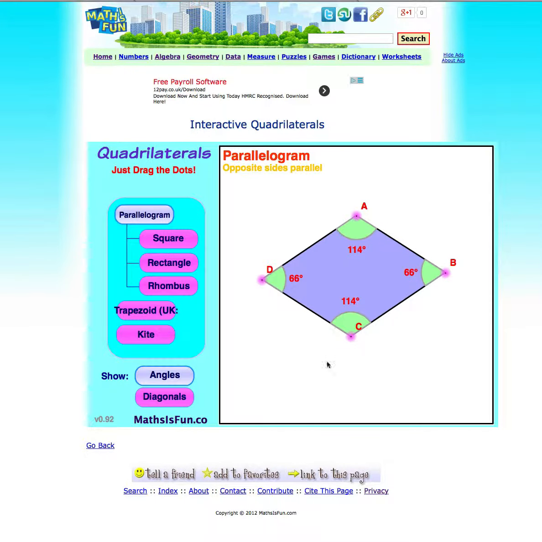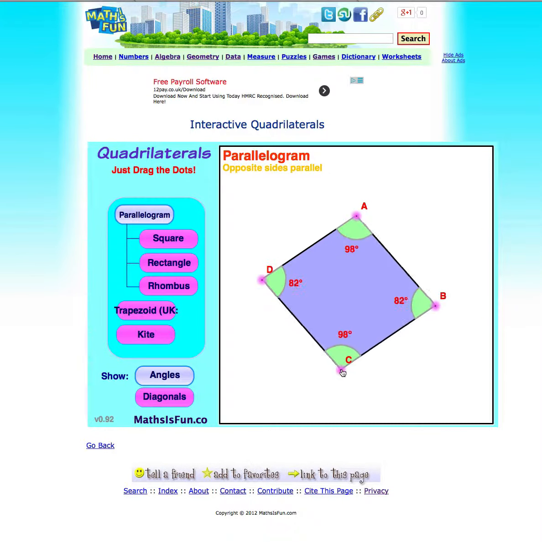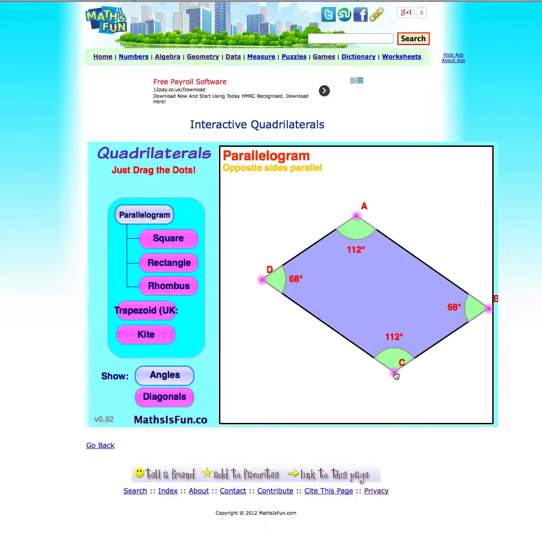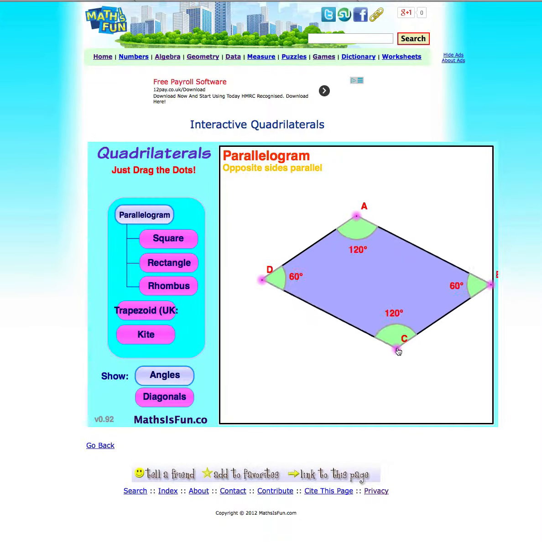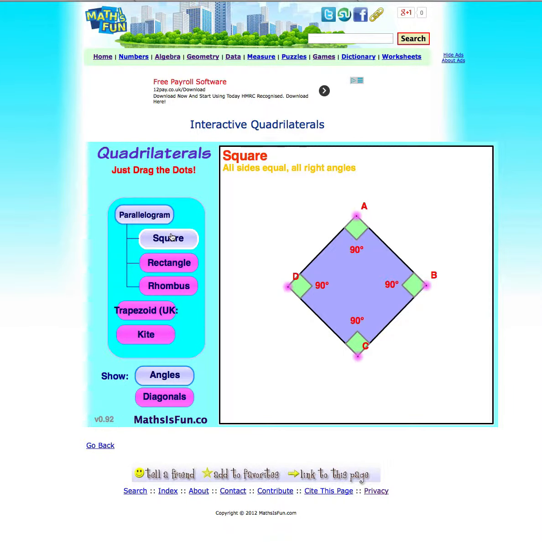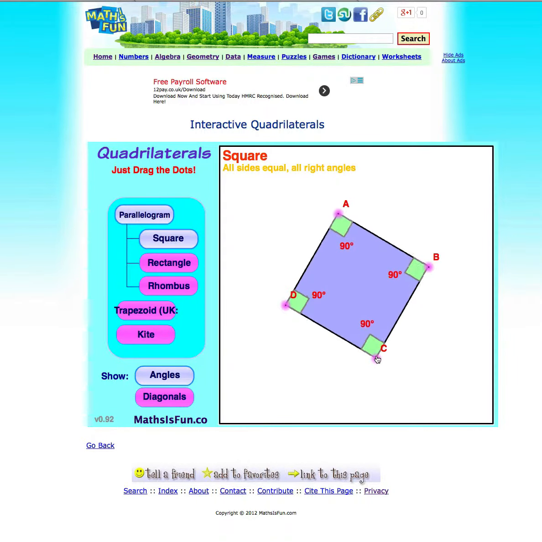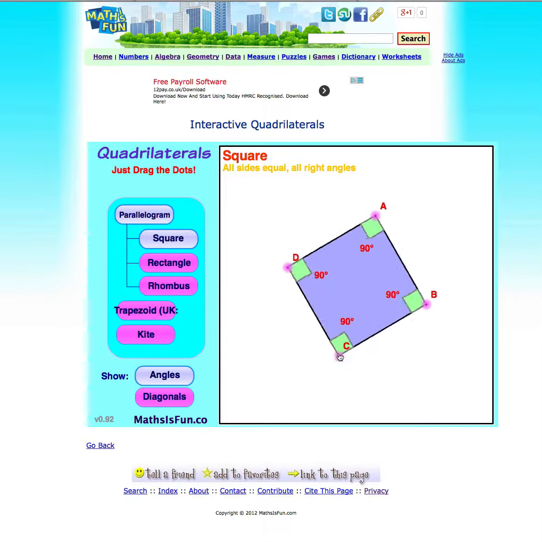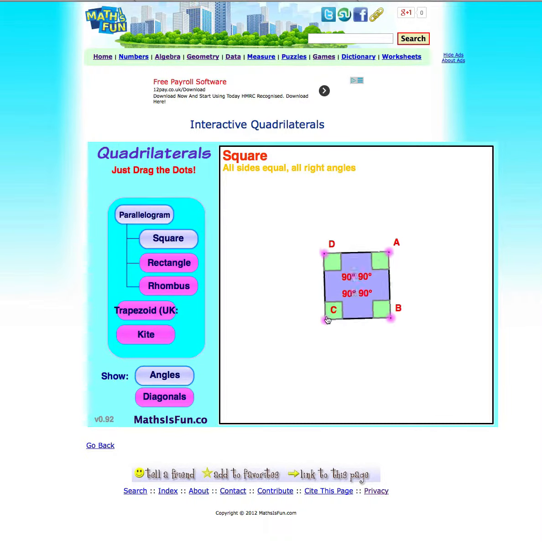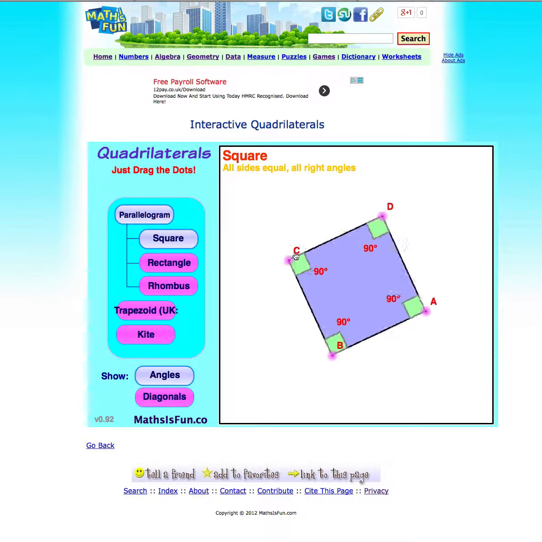The parallelogram can take many different forms, but there are some properties that remain fixed. As you can see, the two pairs of opposite sides are equal in length, and they're also parallel, and the two pairs of opposite angles are also equal. A square is much more fixed. All four sides are equal and all the angles are 90 degrees. All I can really do is change its size, and of course I can spin it around.